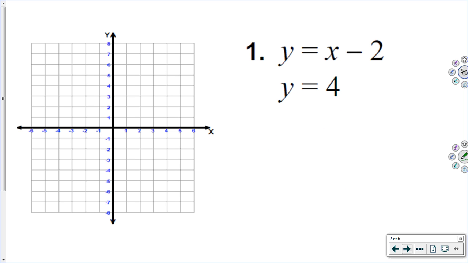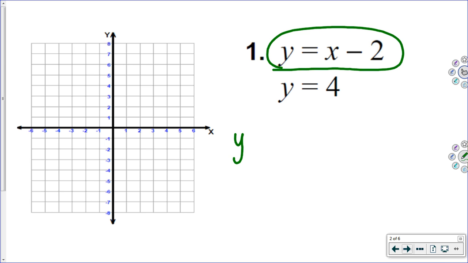Here's our first example. What you're going to do is use what you already know. We're going to look just at this first equation here, y equals x minus 2. When I look at the equation y equals x minus 2, I know my slope is 1 and my y-intercept is negative 2. I will plot the point 0, negative 2, and from there I will rise up 1 and run 1. Rise 1, run 1.